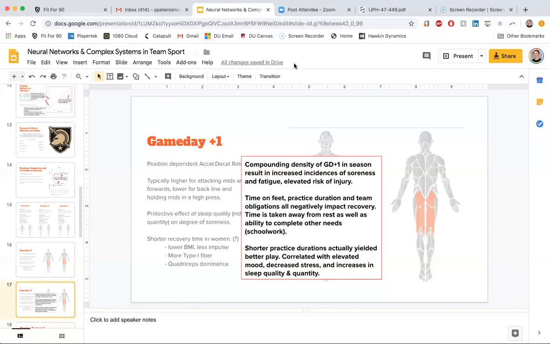But when it comes to any interventions around that, you really got to look at limiting your time on feet, practice duration, and team obligations, because these all negatively impact recovery. Time gets taken away from rest, as well as the ability to complete their other needs, especially if you're in the college environment, that's schoolwork, right?